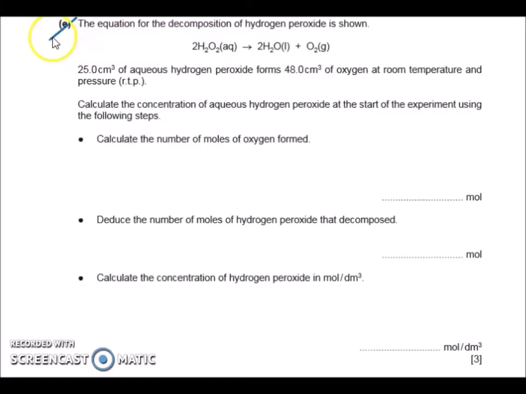Okay, for E, alright, for E here, the equation of decomposition of hydrogen peroxide is shown below, right? So here 25 centimeter cube of aqueous hydrogen peroxide forms 48 centimeter cube of oxygen at room temperature and pressure. Alright, okay, so calculate the concentration of aqueous hydrogen peroxide at the start of the experiment using the following steps. Okay, so now calculate the number of moles of the oxygen formed.